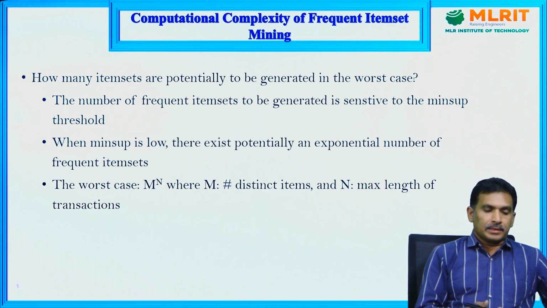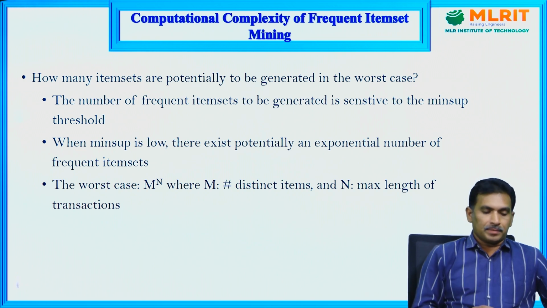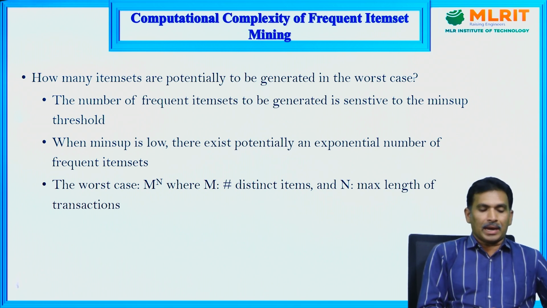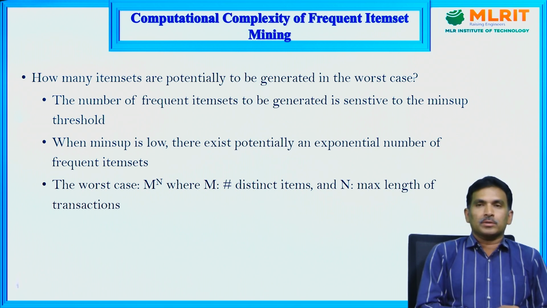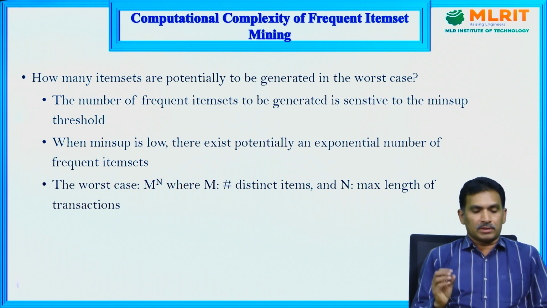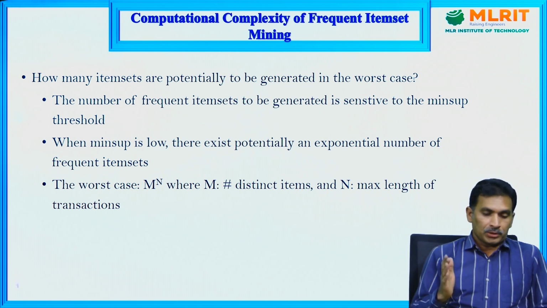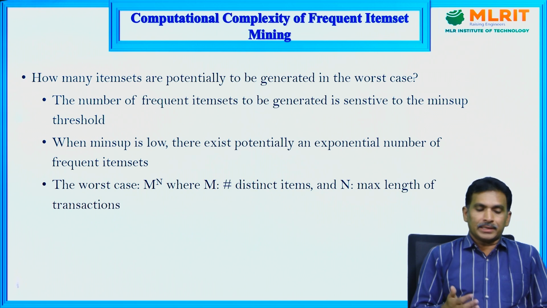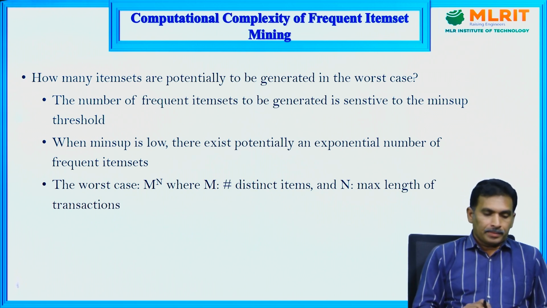So let us try to understand what is the computational complexity of frequent item set mining. Though we discussed in detail, let us just summarize it. How many item sets are potentially to be generated in the worst case? Suppose you have set a minimum support threshold at a very low level, like a very small percentage, then what will happen? That leads to generation of many frequent item sets. That is the one problem.